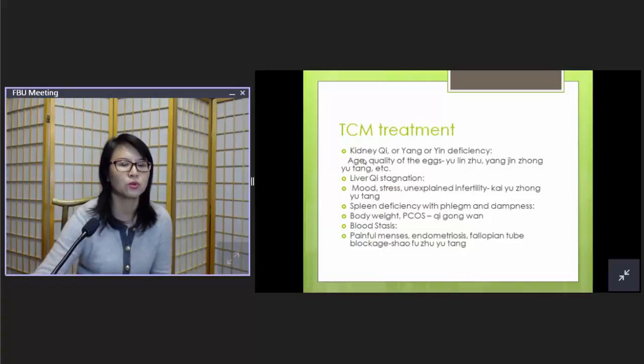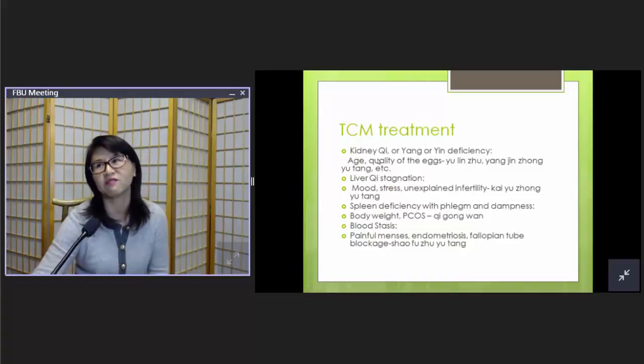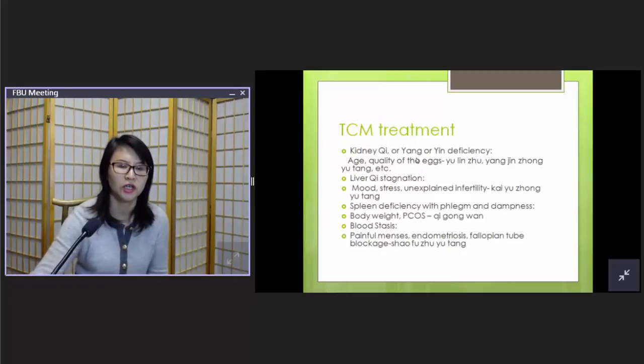differentiation. The first one is the normal one, what we call kidney deficiency, kidney yin, kidney yang or kidney qi deficiency, and this is normally about age. So the Western doctors say your egg quality is not good. That's when egg quality goes to the kidney part. So we tonify the kidney. We use herb to tonify the kidney.